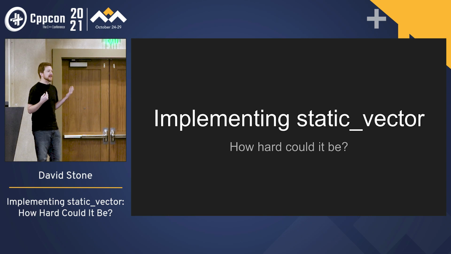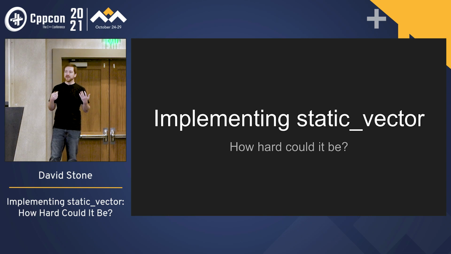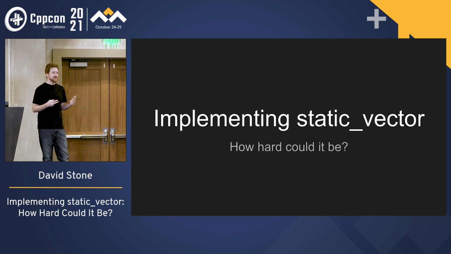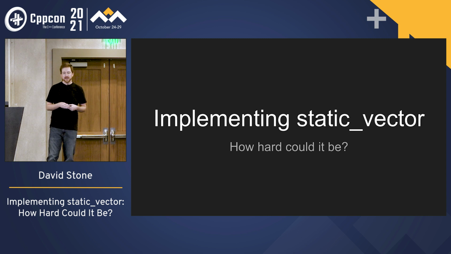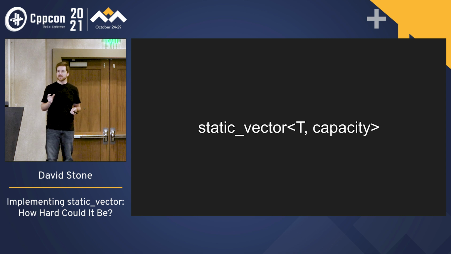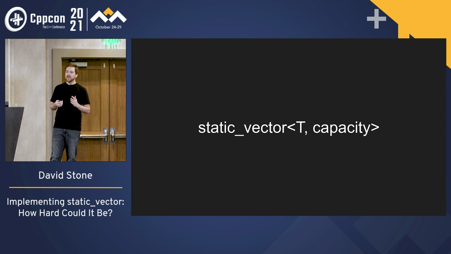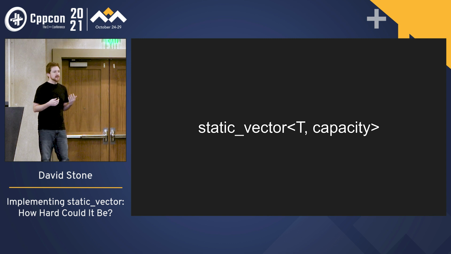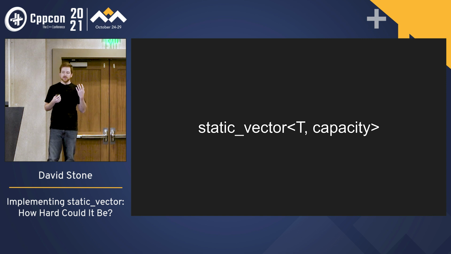So first of all, what is static vector? We're all familiar with vector. It's a class template, accepts a template parameter for the type that you're storing in the vector, and it can store any number of elements and it dynamically allocates them. Static vector is a little different because it accepts a capacity as a compile time argument, and it can only store up to that many elements. The benefit that gives you is that by making the capacity a template parameter, you don't have to actually dynamically allocate any memory. All of the memory can be stored in the object itself.